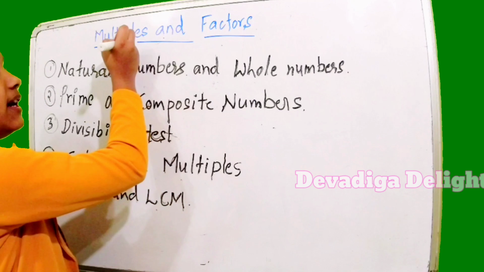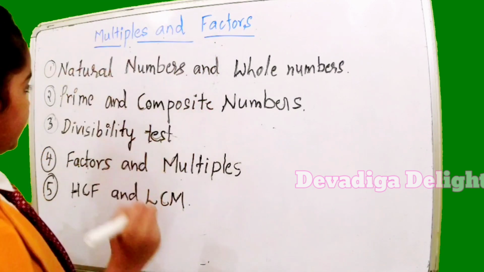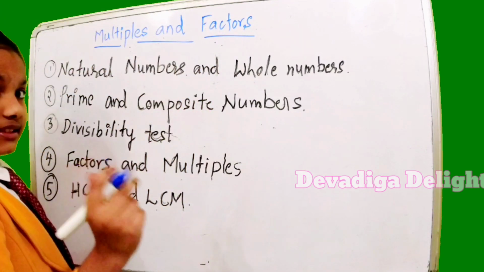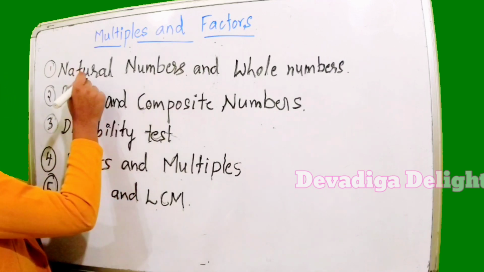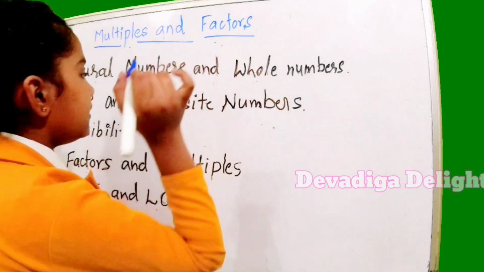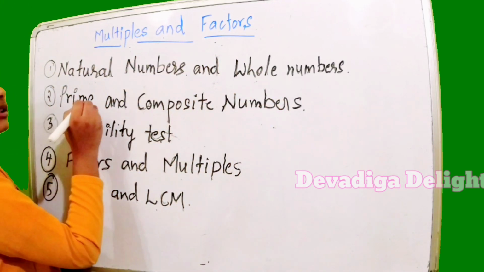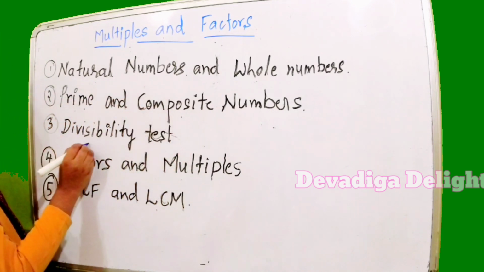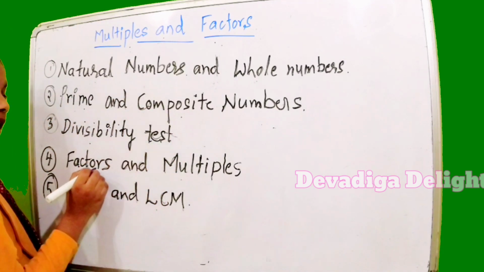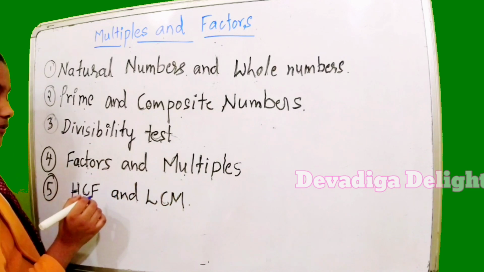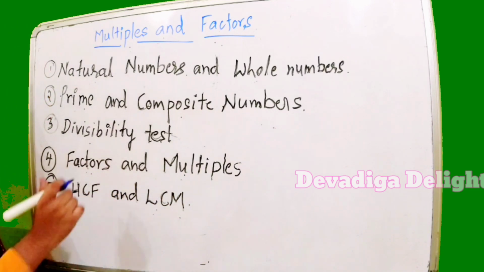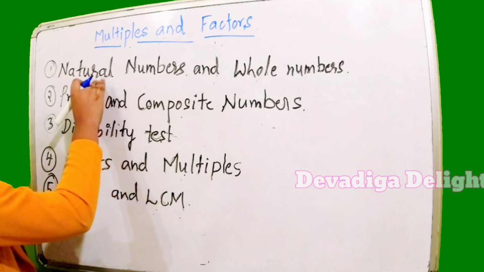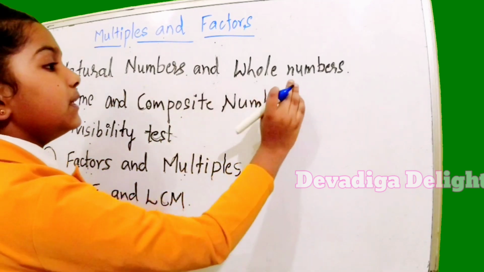Today we are going to learn about multiples and factors, and in this chapter we are going to learn about natural numbers and whole numbers, prime numbers and composite numbers, divisibility test, factors and multiples, HCF and LCM. So first, natural numbers and whole numbers.